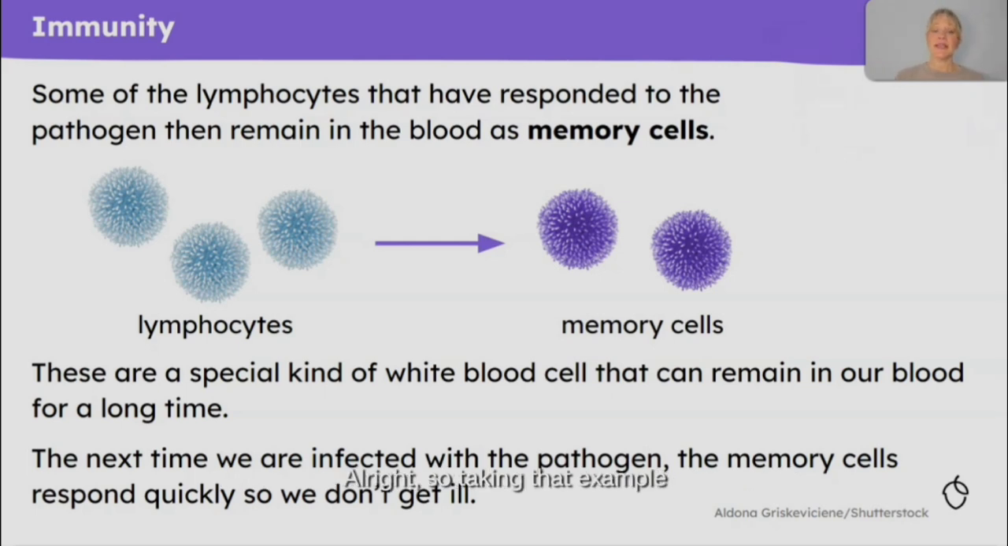All right, so taking that example that we used a moment ago with chickenpox, the first time you get chickenpox, it takes a while for you to produce the right number of antibodies to get rid of it, and therefore you feel poorly and you have those spots, you have a high temperature. The second time that you are exposed to that chickenpox virus, you've already got memory cells in your blood. They reproduce rapidly, start producing the antibodies, and you can get rid of it without having any spots, any signs or symptoms of chickenpox.